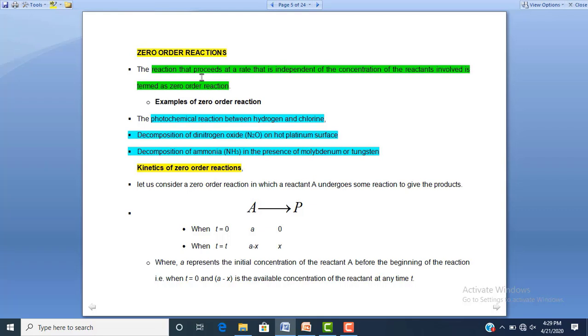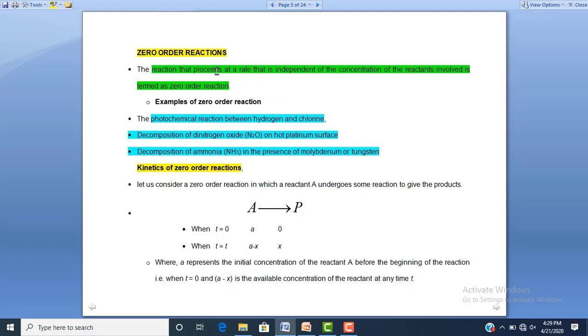And the other difference was that order of reaction may be zero, but molecularity cannot be zero. Now the question is how the order of a reaction can be zero. We will study it in this lecture.